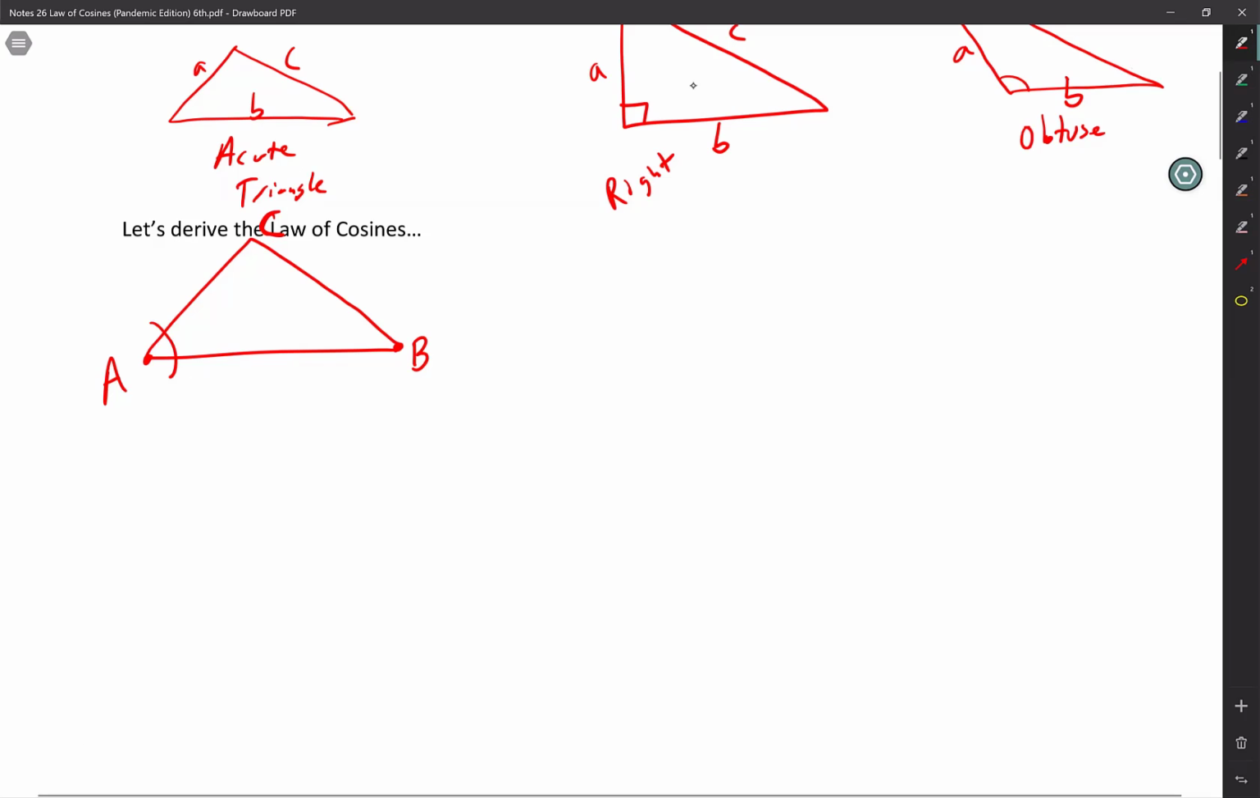Angle A creates little a. Angle B creates little b, and angle C creates little c. Nothing crazy, pretty straightforward. So if you want to figure out what side is created by what angle, or a reference side, it's just the opposite side, guys. So there it is.